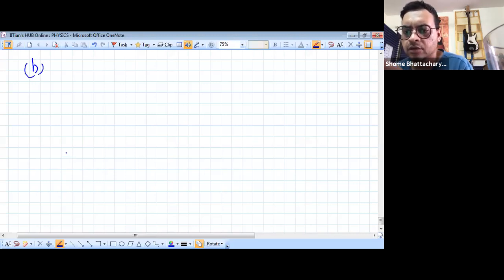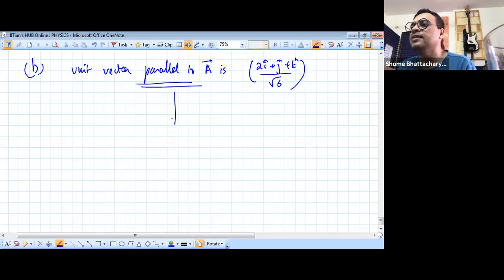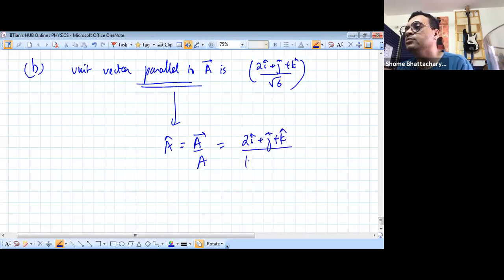Okay. Now the second thing is it's saying a unit vector parallel to E is this one, 2i cap plus j cap plus k cap divided by root 6. Now this is very simple. What is a unit vector parallel to A? It is nothing but A cap. So what will A cap be? Vector A divided by the magnitude of vector A. So that is actually (2i cap plus j plus k) divided by its own magnitude.